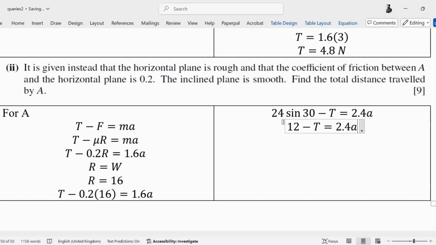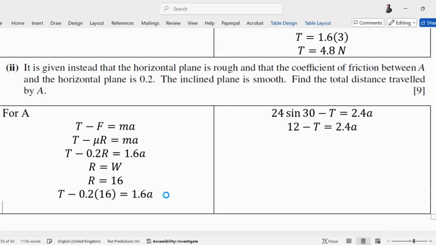Now the question is asking find the total distance traveled by A. How far will it travel? How will we find this? First understand this. Let's find acceleration first. Let's do the question bit by bit. Find acceleration first. I'm not concerned about the tension, so I won't spend much time on it.